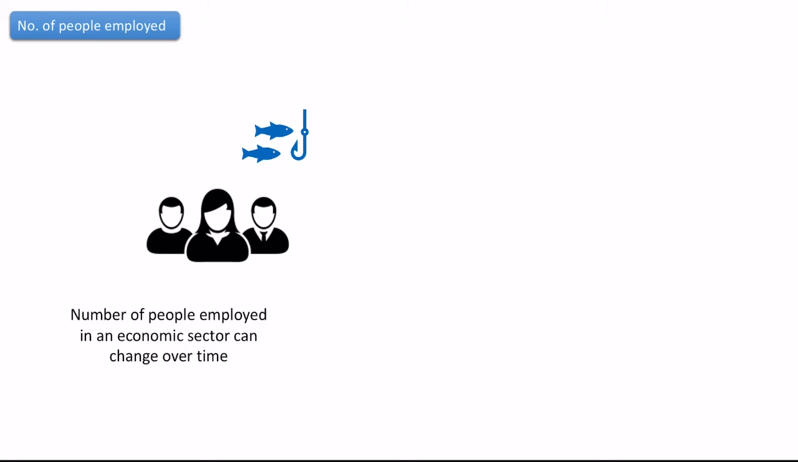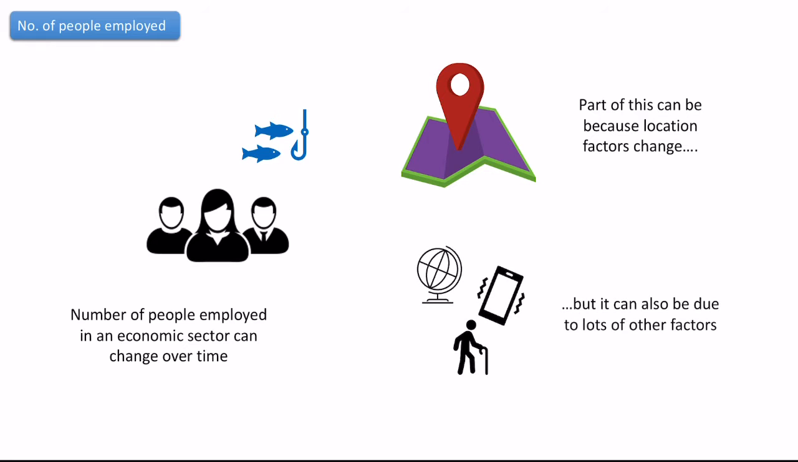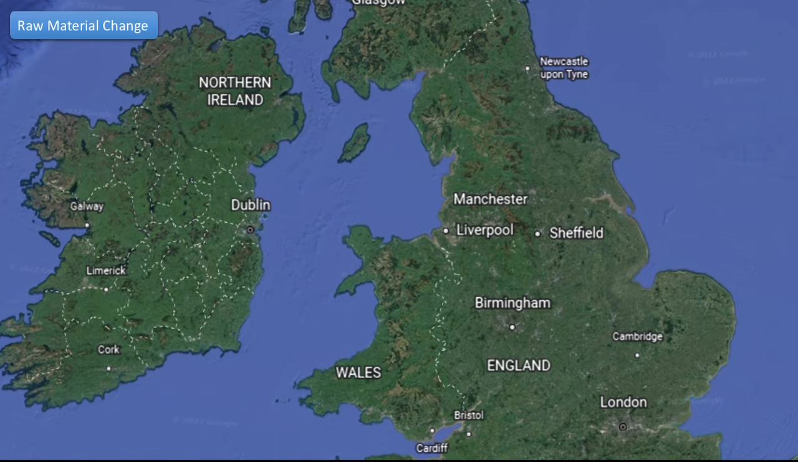Here I've shown a reduction in the amount of people working in a primary industry. This can be due to location factors that change, which we looked at in the last video, but also can be due to a whole host of other factors, which I'm going to discuss in this video. First thing I'm going to look at is a change in raw materials.